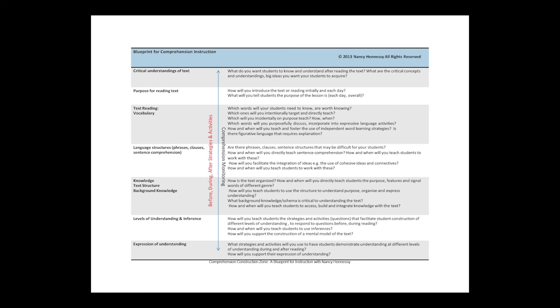I'll briefly talk about that. You can't teach all of the words, so you have to give your kids some strategies for figuring out words when they're reading: dictionary, morphology, and context. Those are independent word learning strategies. You're not always with them, neither are their parents. Okay. And is there figurative language that requires explanation? All right, let's see what we're going to say about this.